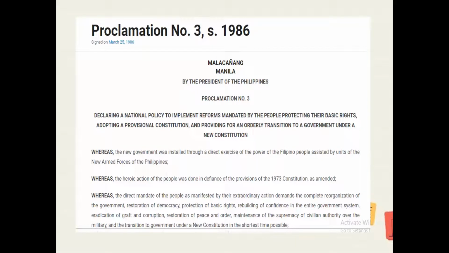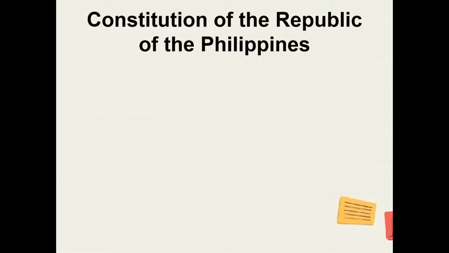Proclamation Number 3 as the president, declaring a national policy to implement reforms mandated by the people, protecting their basic rights, adopting a provisional constitution, and providing for an orderly transition to a government under a new constitution. So this is the basis of the 1986 Provisional Constitution. Now we proceed with our recent and present constitution of the Republic of the Philippines.